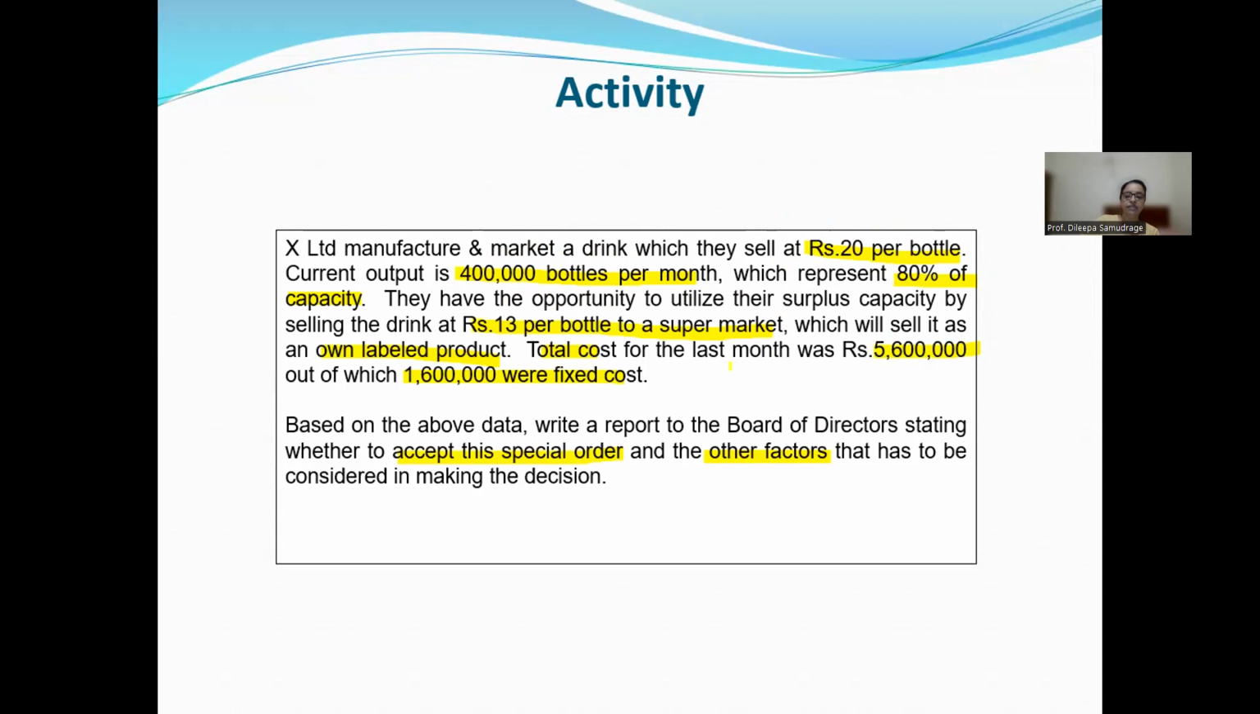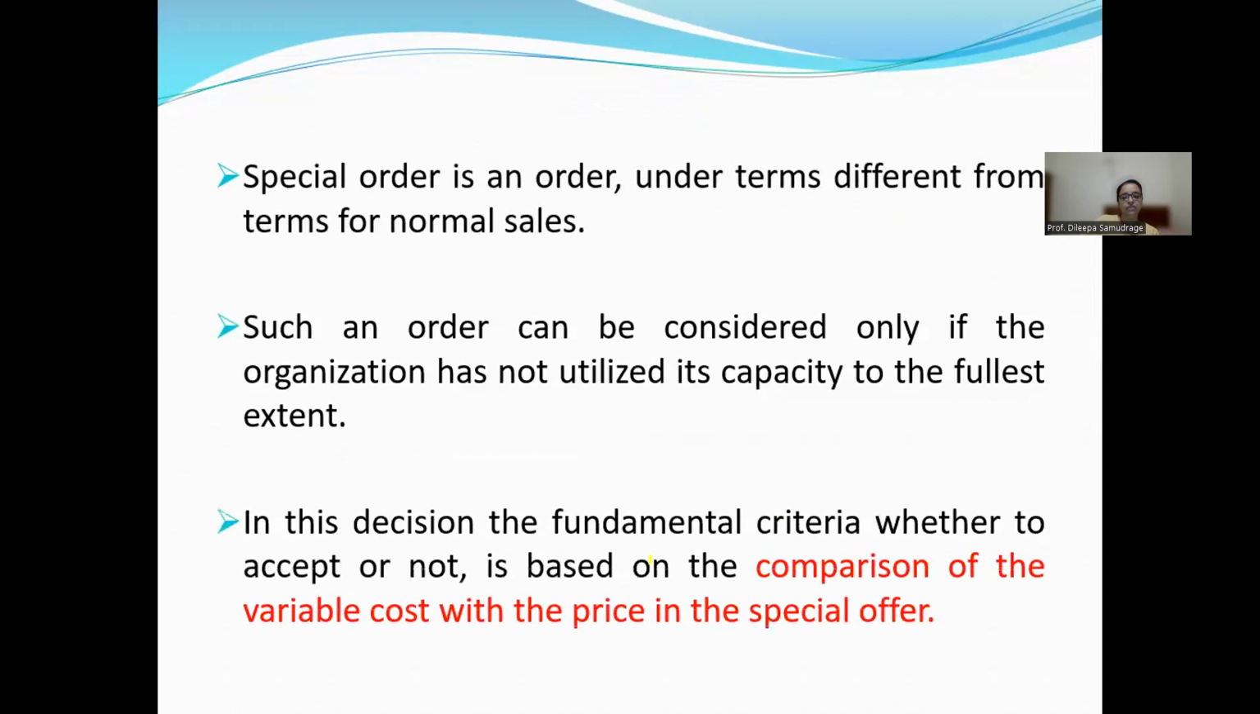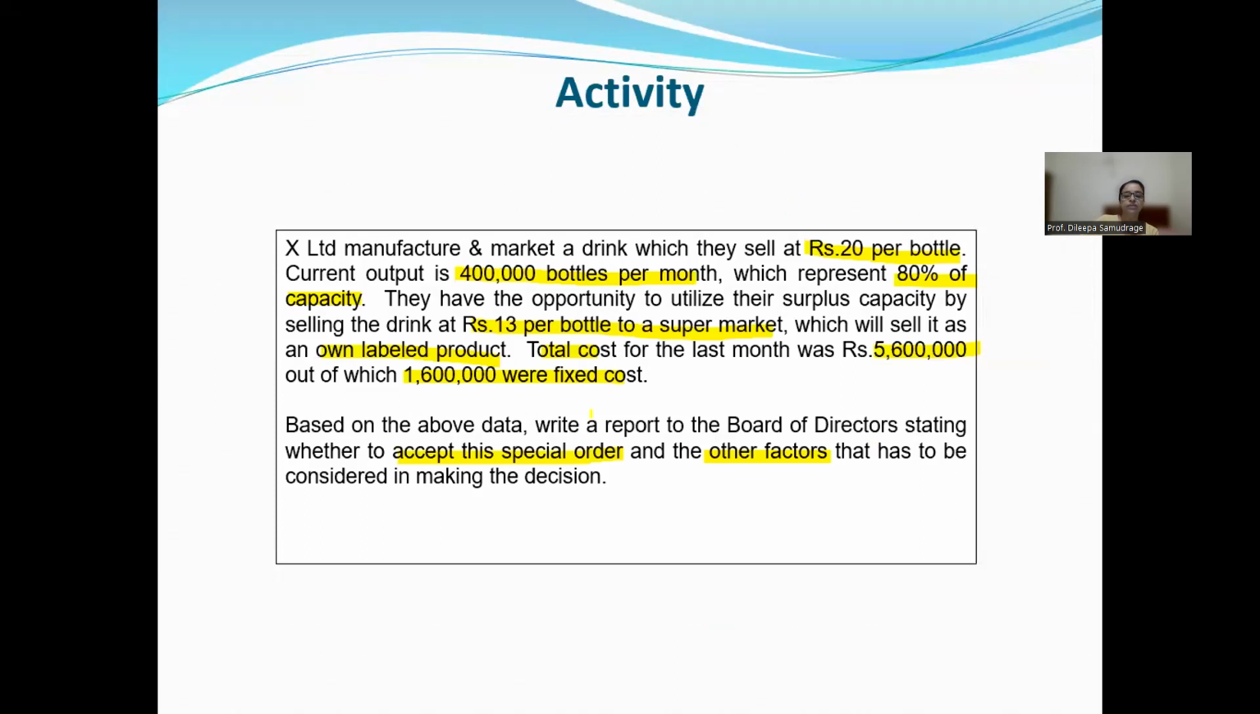Then the next point: what is the fundamental criterion to accept the special order? Whether the special offer gives you a contribution or not. For that, you should find out the variable cost per bottle. What is the variable cost per bottle? Others, not group number 2, find out the variable cost per bottle.